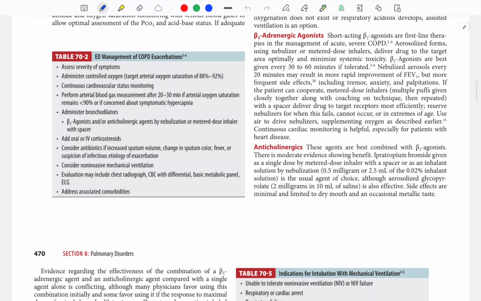How will you manage COPD in emergency? Exacerbation of COPD in emergency. So assess the severity of the patient, administer oxygen, cardiovascular monitoring, ABG, bronchodilators, beta 2 agonist and anticholinergics, steroids, antibiotics, non-invasive ventilation, and chest X-ray, CBC. Assess the associated comorbidities and treat the cor pulmonale.